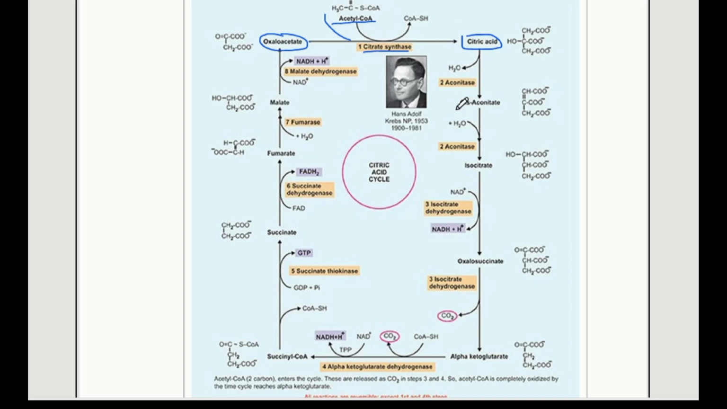That citrate is converting into cis aconitate with the help of enzyme aconitase. That cis aconitate is converting into the isocitrate. Isocitrate then converting into the oxalosuccinate. Here one NAD plus molecule is converting into NADH plus H plus. Here the enzyme is isocitrate dehydrogenase. And when one carbon dioxide molecule is going out, the oxalosuccinate is converting into the alpha ketoglutarate.